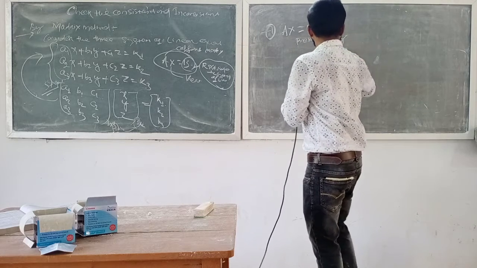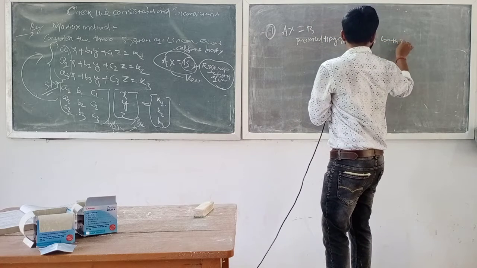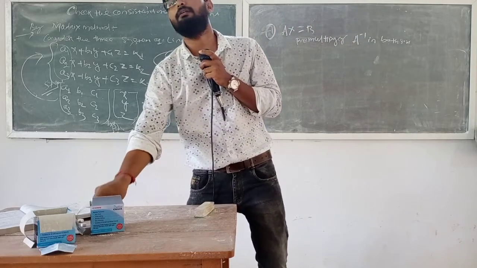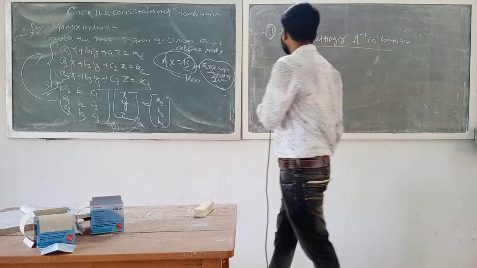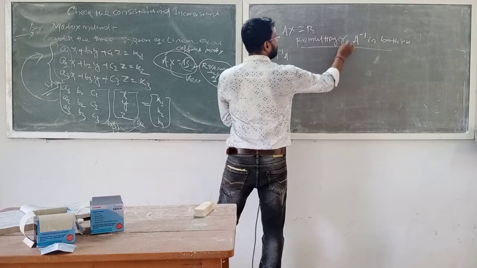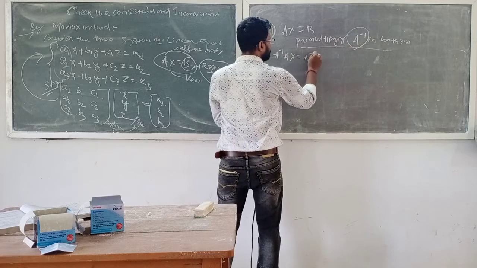So that we can solve this equation, we can multiply A inverse on both sides. On both sides we multiply A inverse. That is, B multiplied by A inverse, then A inverse into A, so A inverse into A into x equal to A inverse B.